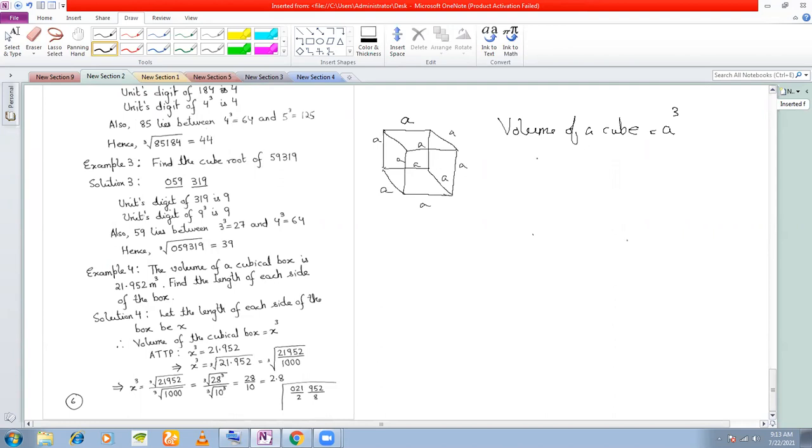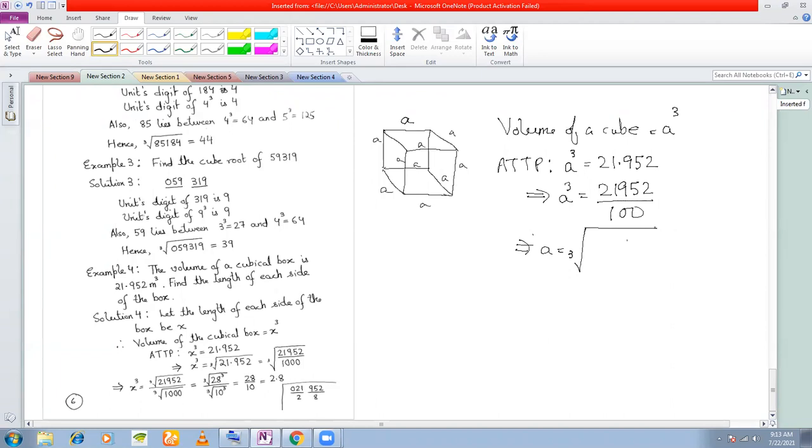So now let's see. The volume of a cubical box is 21.952. So if the volume of a cube is a cube, according to the problem, what is given here? Volume of the cubical box is 21.952, right? Which is 21,952 divided by 1000, right? So therefore, a is the cube root of 21952 divided by 1000. We want to find out the cube root of this.